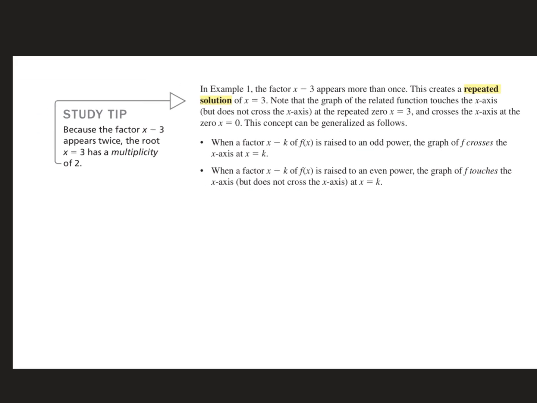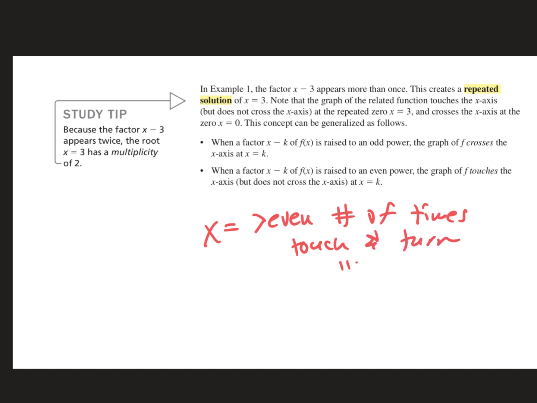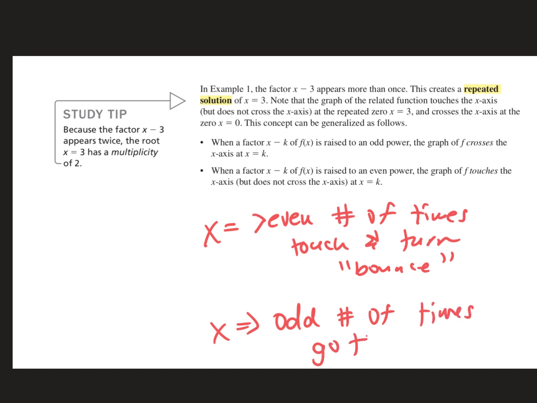Okay. So remember, if you have x an even number of times, meaning twice, 4 times, 6 times, whatever, it's going to touch and turn, or we can say bounce. If you have x an odd number of times, 1 time, 3 times, 5 times, it's going to do what at the x-axis? Go through the x-axis. All right, you guys see that?